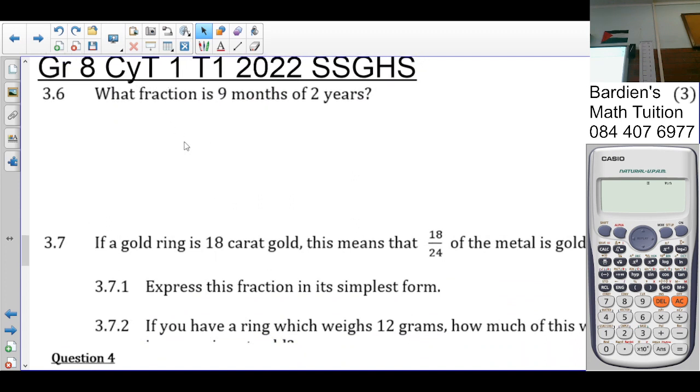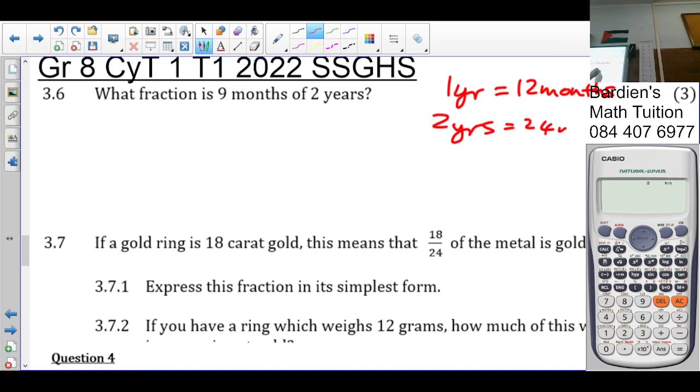In number 3.6 we are told: what fraction is 9 months of 2 years? So what we have to do first is we need to know that 1 year is how many months? 12 months. So 2 years is 24 months. So it's going to be 9 months over 24. 3 goes into 9 three times, 3 goes into 24 eight times. So it's 3 over 8. 3 eighths is 9 months of 2 years.